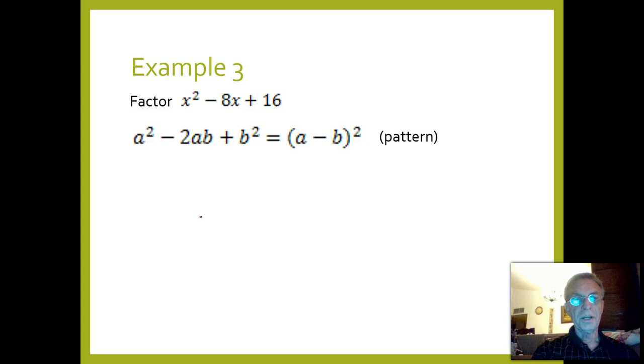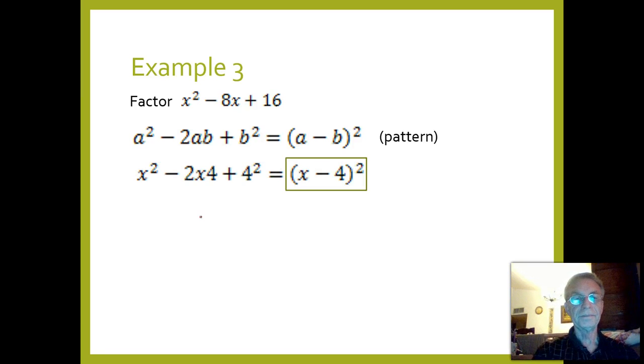Okay, so take the square root of the first one, so the square root of x squared is x. The square root of 16 is 4, so it becomes x squared, and then we're going to turn it into 2x times 4, so that gets the 2 out, and so we also have a 4 squared. Okay, so that means that this ends up being the reverse of x minus 4 squared.